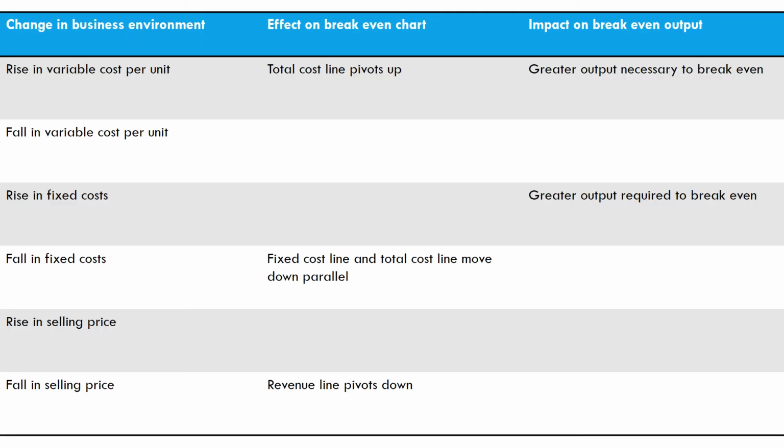So talking about changing assumptions and running different scenarios, in this table we have changes the business might make on the left-hand side, and then we have effect on the break-even chart and impact on break-even output. So what I'd like you to do is pause the video and see if you can work out what phrases would go in the boxes where the gaps are.